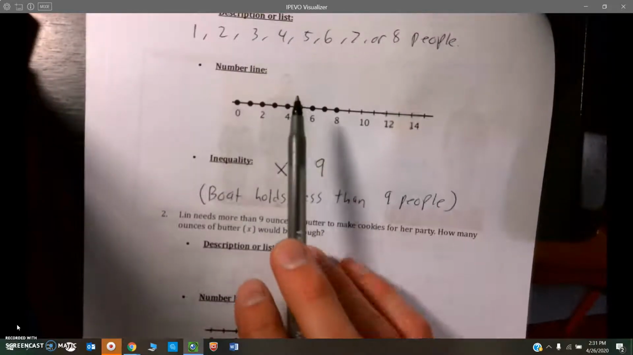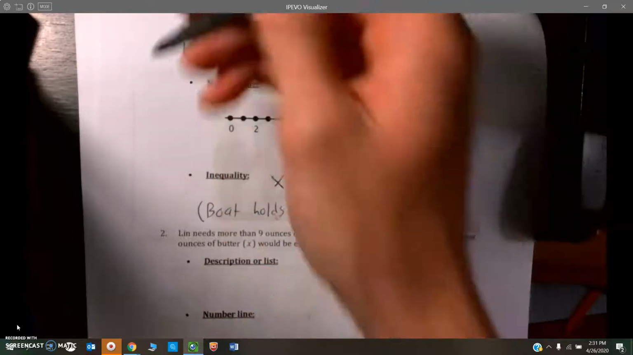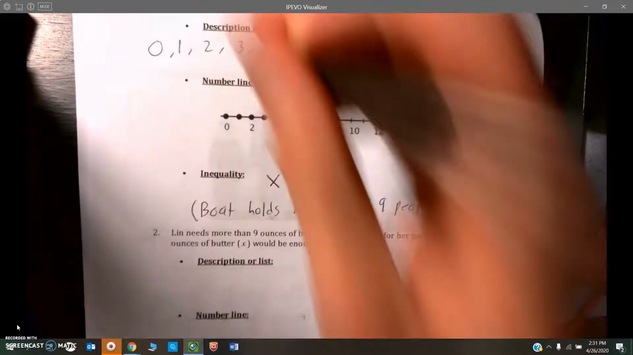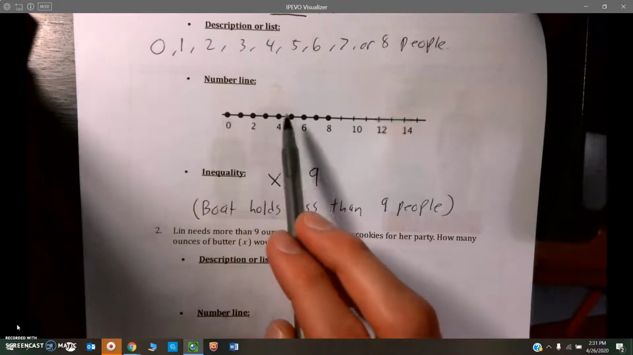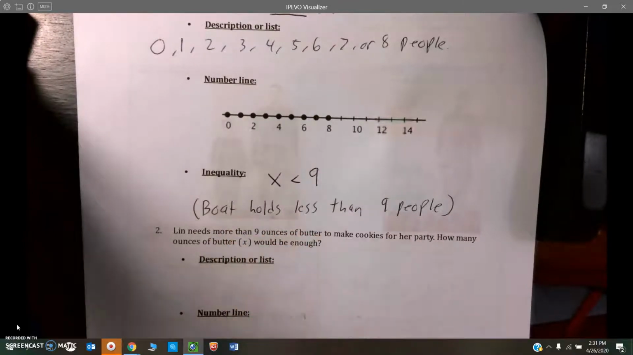And if we look here at the number line, it even includes 0, so we could say the boat holds nobody. So it could be 0, 1, 2, 3, 4, 5, 6, 7, or 8 people. So this is a number line that has 8 different values marked on it, because all 8 of those possibilities make total sense.